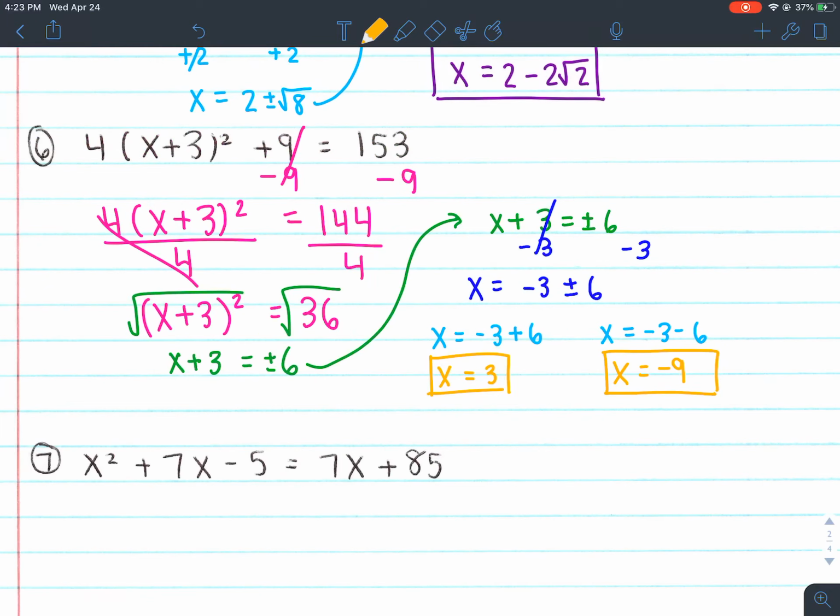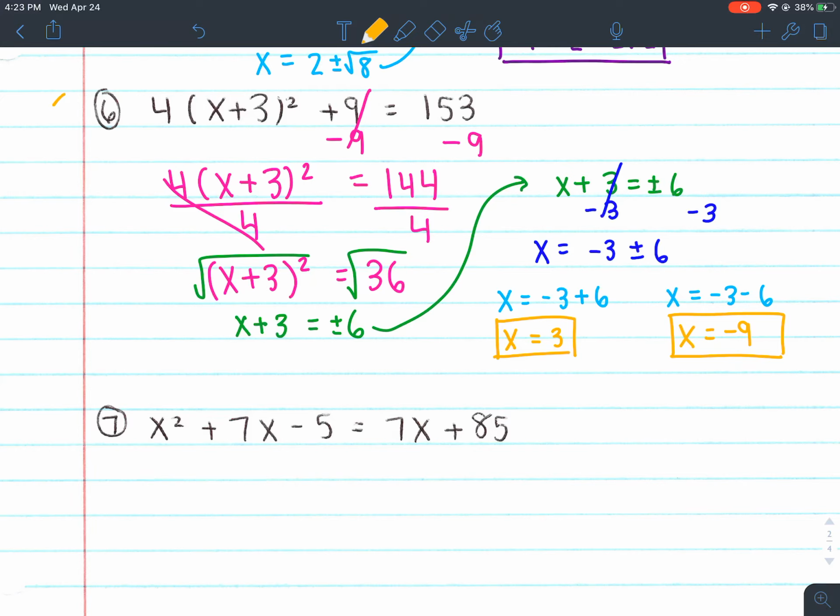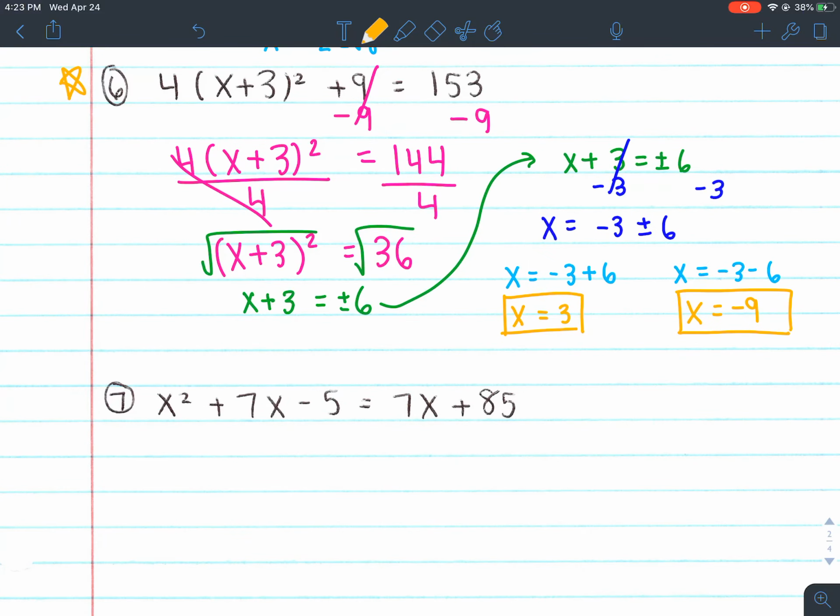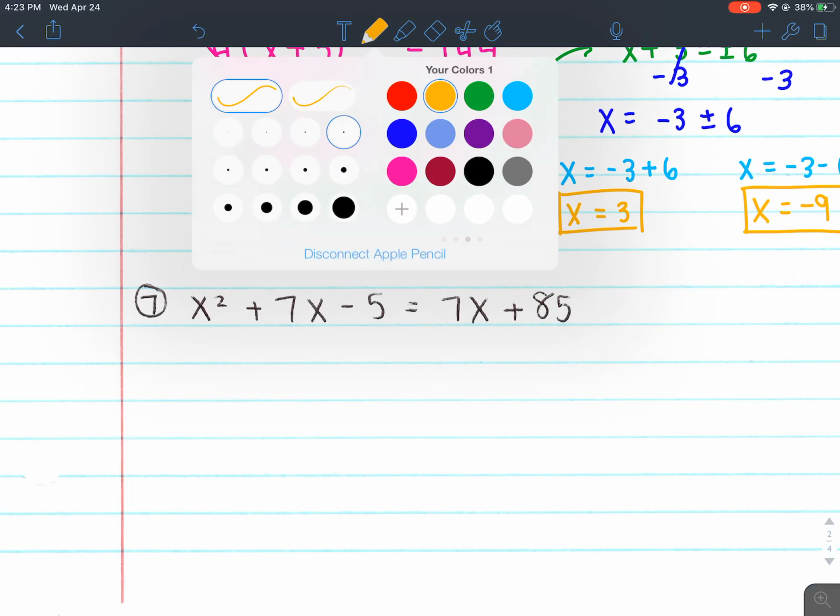Okay, so I have 2 different solutions for this one. So if I were to graph this on Desmos or on your graphing calculator, you'd get an x-intercept of (3, 0), and an x-intercept of (negative 9, 0). Okay? So that's one of those, like, put a star next to it because that one is a little bit extra you have to do.